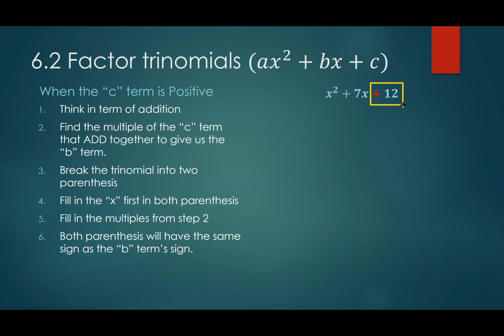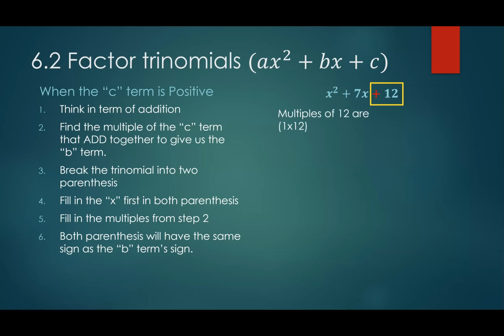So we see that this is positive 12. And if it's a positive 12, this is what you ask yourself: are there two numbers multiplied to give me 12 that add together to give me 7?